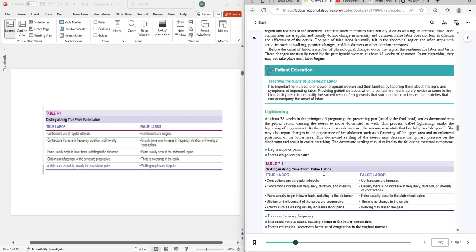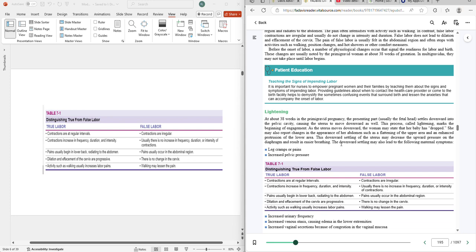All right, so let's talk about lightening. Lightening is when the baby, the fetus, drops. I know you've heard people say, "Oh, girl, you dropped." That means we're talking about lightening. That's when the fetal head is settled down into the pelvis. The fetus is becoming ready to be born. They may experience some pressure, leg cramps, all the things that come with that fetus settling.